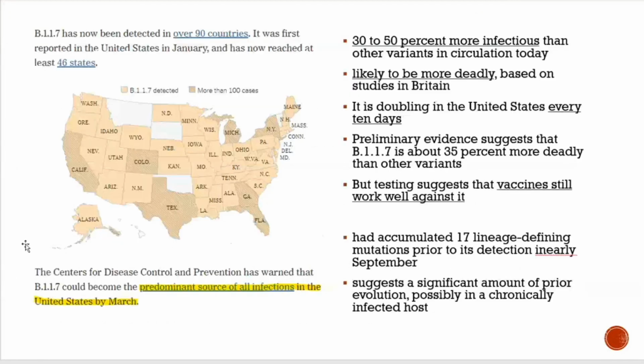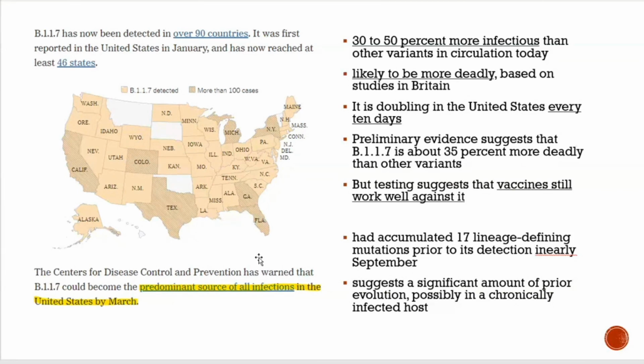All right, so just to mention a little bit more about these variants, we'll start with the B117, which was the one originally identified in the UK in Kent, as we mentioned before. It's been detected in over 90 countries. If we talk about the US, it has reached at least 46 states. Again, take all this with a grain of salt. Identifying these new variants all has to do with the amount of surveillance.